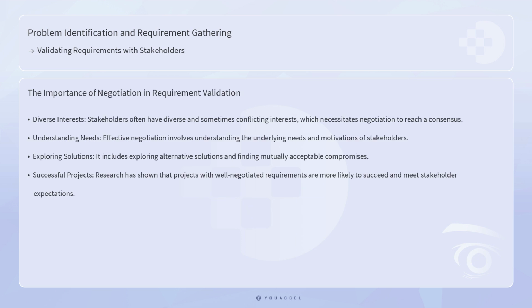In addition to communication, negotiation plays a crucial role in requirement validation. Stakeholders often have diverse and sometimes conflicting interests, which necessitates negotiation to reach a consensus. Effective negotiation involves understanding the underlying needs and motivations of stakeholders, exploring alternative solutions, and finding mutually acceptable compromises. Research has shown that projects with well-negotiated requirements are more likely to succeed and meet stakeholder expectations.